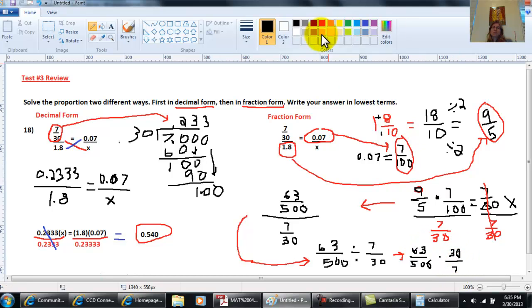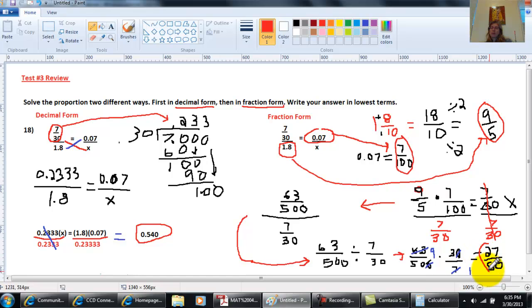Okay, because 7 can be reduced to 1, because 7 into 7 is 1, as long as we're going to reduce this by the same number, which then becomes 9. We can reduce 500 and 30 by dividing by 10. When we do that, we're just taking off a 0. So now we have 9 times 3, which equals 27. And we have 50 times just the 1, so it's 27 over 50, which can't be reduced. So that's the answer in fraction form.